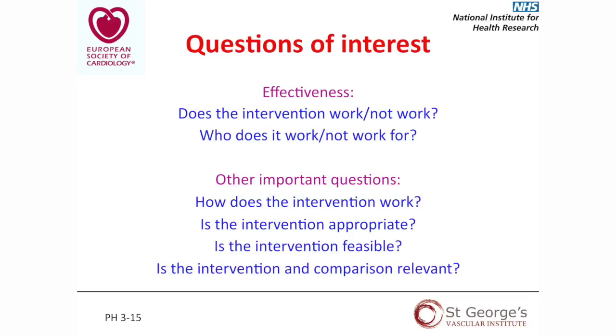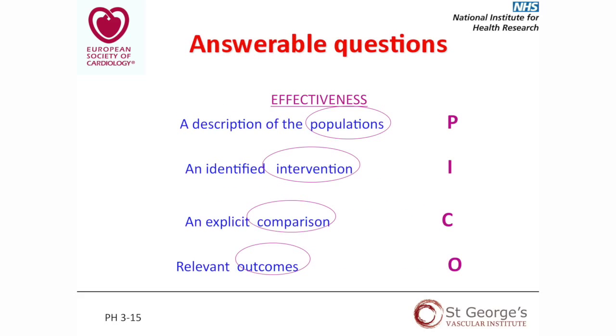Questions of interest could look at clinical or cost effectiveness. Does the intervention work or not work? Who does it work for? Is it equally efficacious across a number of subgroups or subpopulations? You may look at how the intervention works. Is it appropriate? Is it feasible? And is the intervention and comparison relevant? You can use a PICO technique to try and narrow down a question to an answerable question. So describe the population, identify what the intervention is, use an explicit comparison, and then understand what the relevant outcomes are.